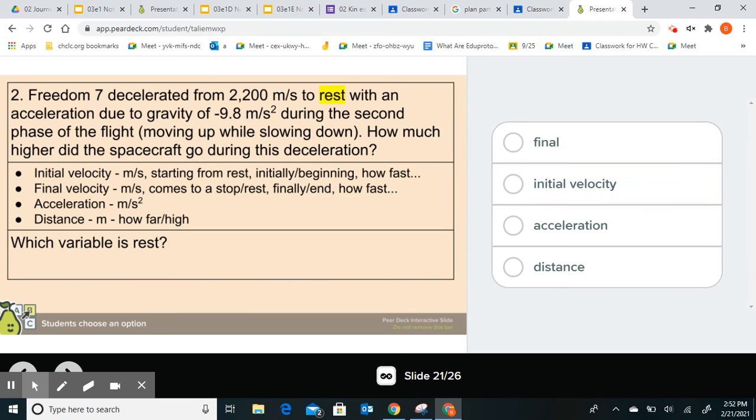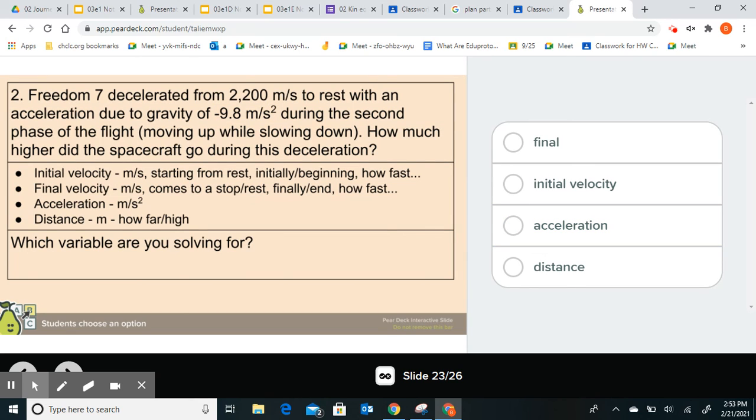Now, of course, we're going to look at rest, which is our final velocity for phase 2. At the top, it pauses for a second before it starts falling. Now we're looking at negative 9.8 meters per second squared. And again, there are two ways to determine what this one is. Its units are meters per second squared, which is acceleration, or you can read the full sentence with an acceleration due to gravity of negative 9.8. So this is acceleration, no matter which way you look at it.